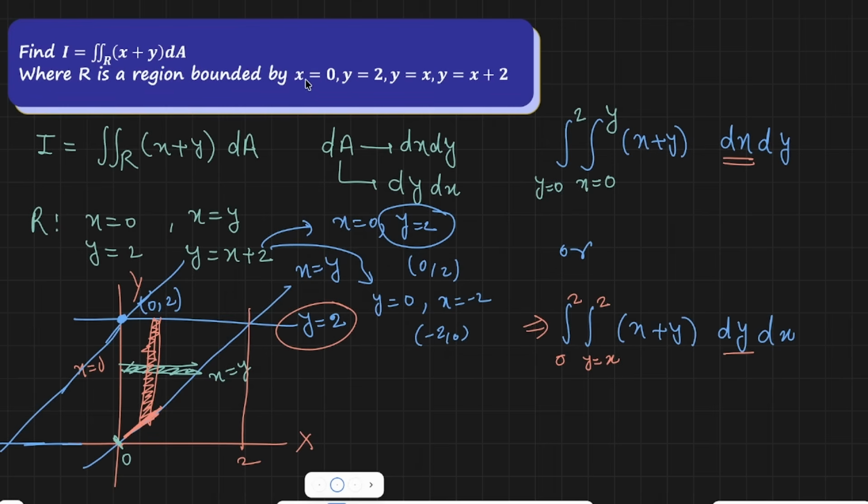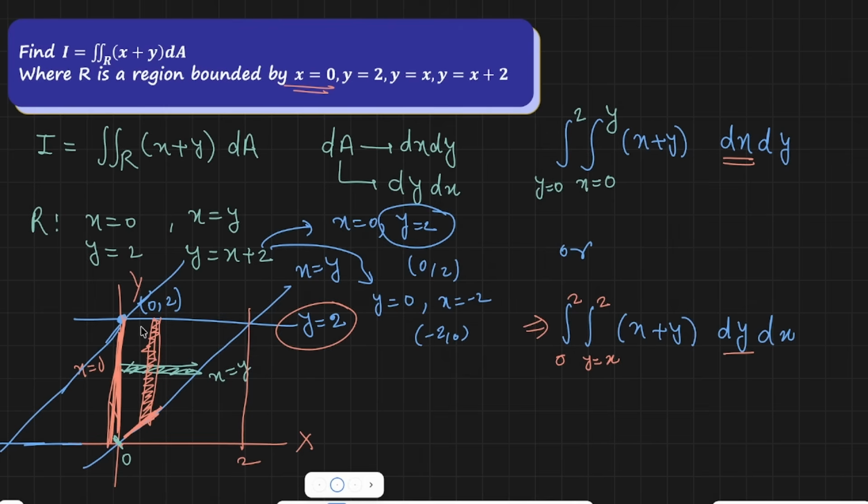See, you should see the region carefully. X equals 0. This is your x equals 0. If x equals 0 is not given, then you have to take this region also. But here x equals 0 is given, then only this positive quadrant, first quadrant region you will take. Taking the limit is very, very important.